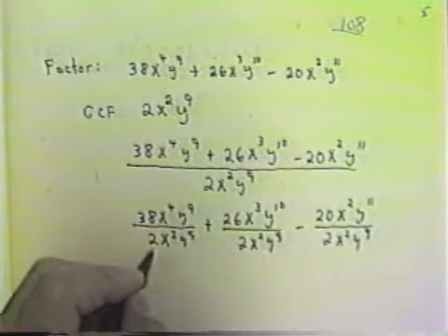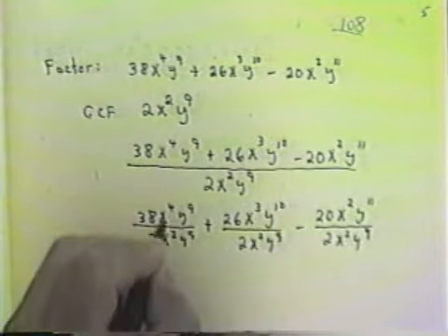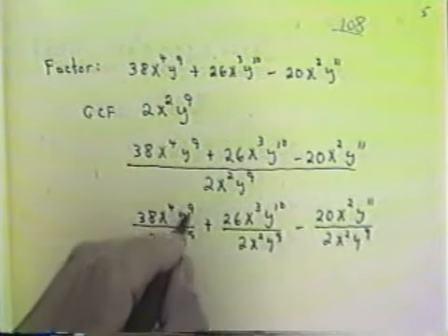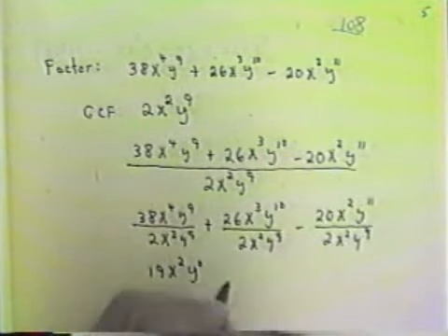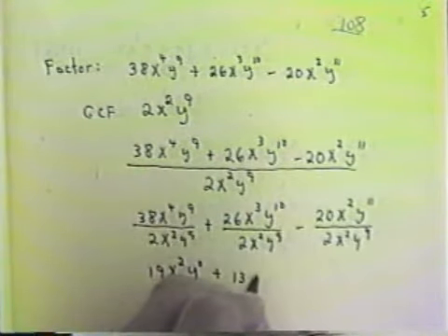Now I'll simply do the division. 2 into 38 is 19. X to the 4th divided by x squared is x squared. Y to the 9th divided by y to the 9th is y to the 0. Plus 13xy.